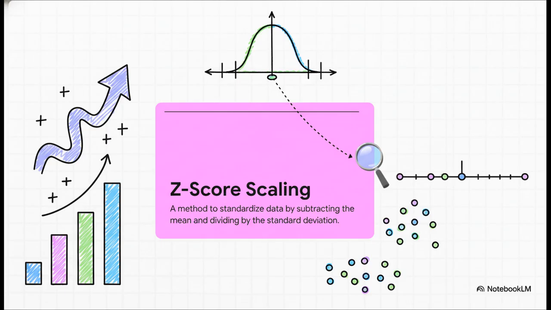Well, the solution is to scale our data. And a classic way to do that is with z-score scaling. It sounds complicated, but the idea is simple. It basically rephrases every single data point in terms of how many standard deviations it is away from the average. This is brilliant because it puts all of your variables on a level playing field. Now every feature gets a fair say in the distance calculation.